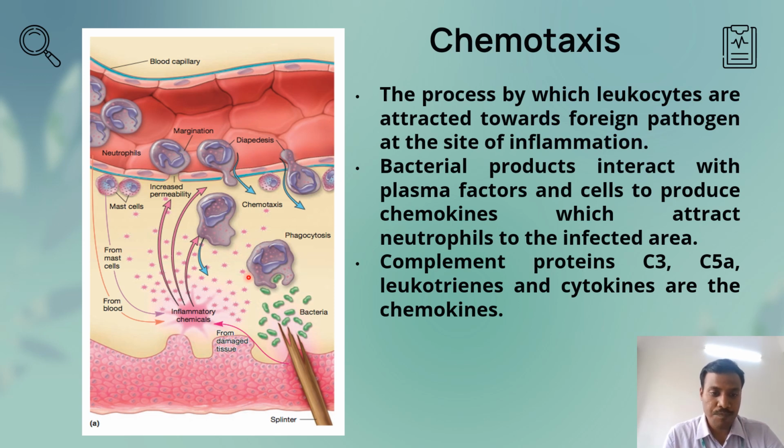So basically, when the bacteria interact with the plasma factors, okay, plasma factors, they produce these inflammatory markers. So these markers attract the WBCs towards them. So the WBCs move towards the site of the inflammation. So that is called chemotaxis.